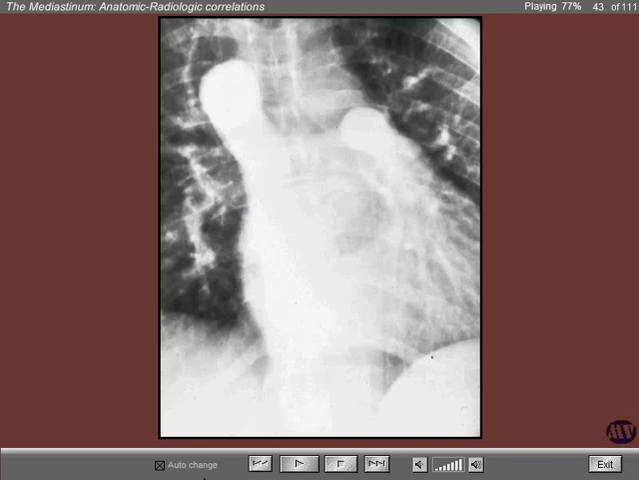This is an example of azygos continuation of the inferior vena cava, which is the result of agenesis or marked narrowing of the inferior vena cava, the hepatic segment of this structure.